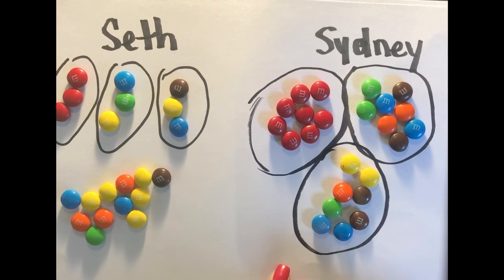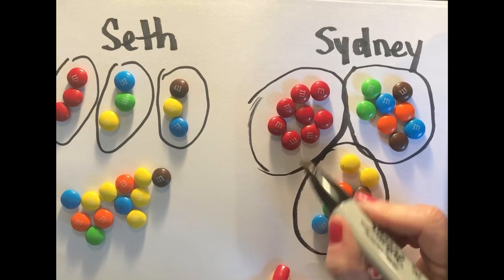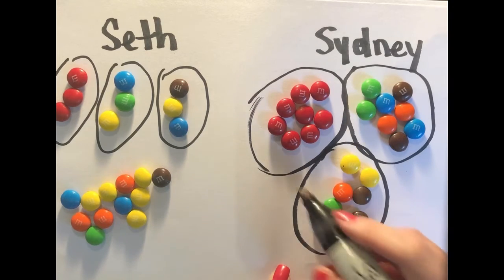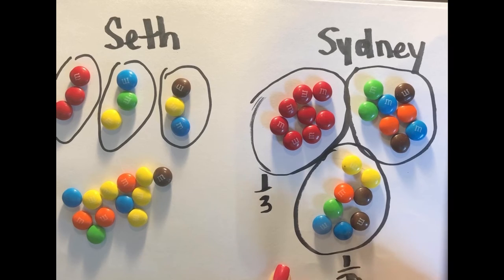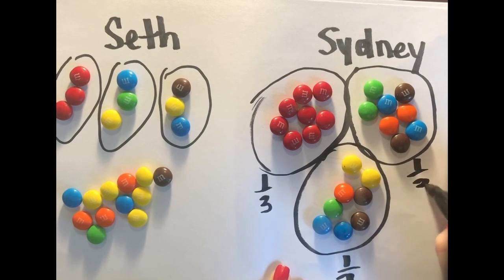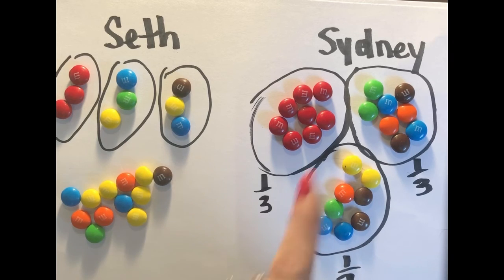So all of my groups are the same. Are one of those 3 groups red? One is, this group has all red, and it's 1/3 of the whole. So there's 1/3, this pile is 1/3, and this pile is 1/3. So who are you agreeing with now? Are you agreeing with Sydney or with Seth? Share your ideas with us and let us know how you thought about this.